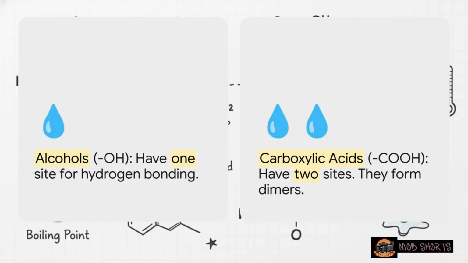But wait, it gets even more interesting. Not all hydrogen bonds are created equal. An alcohol has one spot on it that can do hydrogen bonding. A carboxylic acid, though, has two spots. This is amazing. It allows two carboxylic acid molecules to pair up and form something we call a dimer. This literally doubles down on the stickiness, making the forces between them incredibly strong. And that's why they have even higher boiling points than alcohols of a similar size.